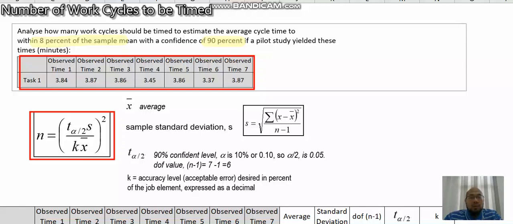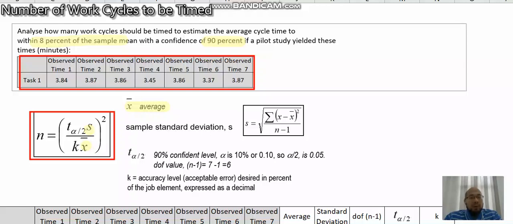Okay. So we start with the first parameter, x bar. X bar stands for average. So we have to determine the average value for task 1. The second parameter is the sample standard deviation S. And we can use the standard deviation formula to determine the standard deviation value for this task 1.